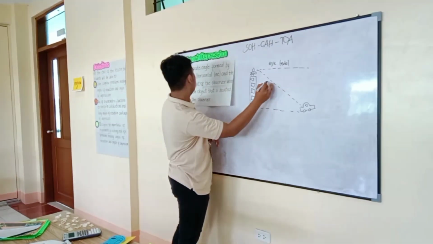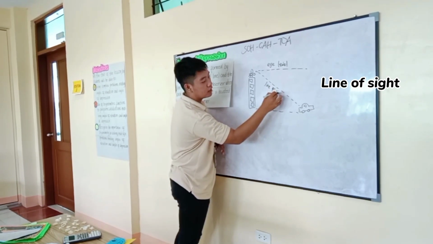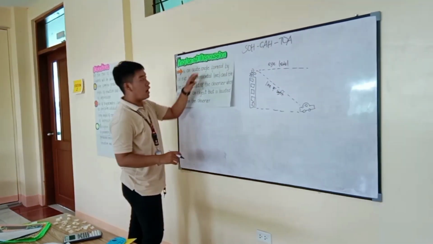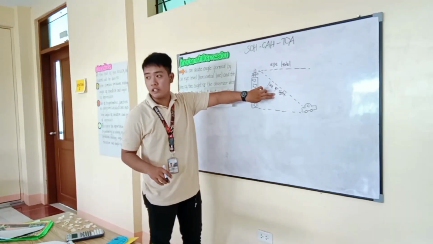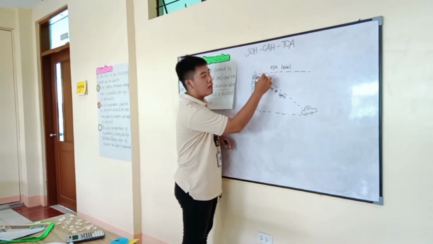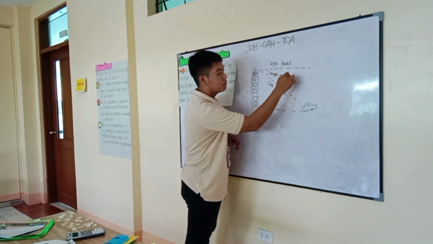So, the line of sight. It says the angle of depression is formed by the eye level and the line of sight. So, this is the angle of depression. Very good.